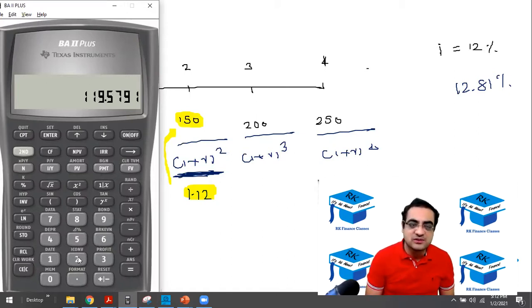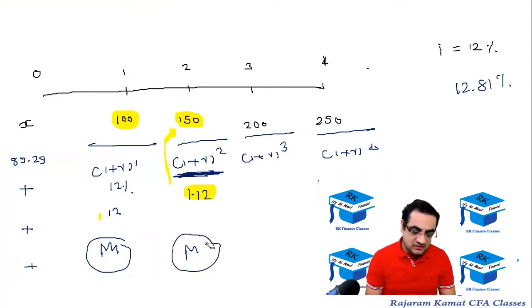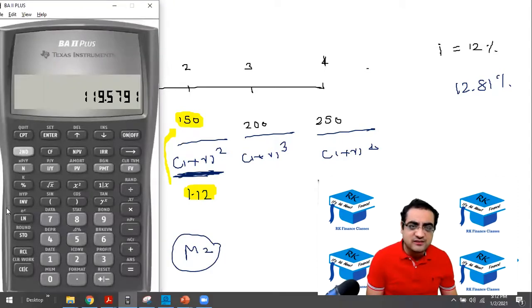Press STO2. So I'll write memory number 2. Memory number 2, sorry. And the answer was 119.58.